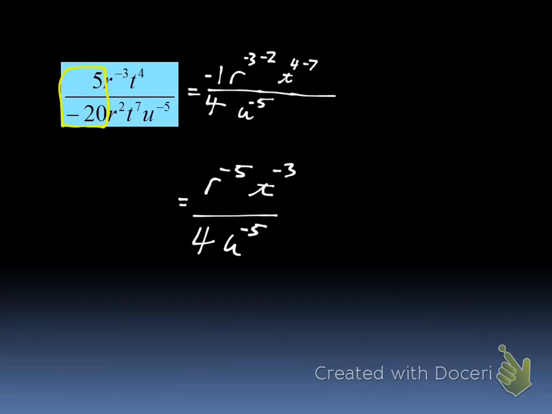The 4 stays. Because what's its exponent? What's 4's exponent right now? Positive 1. So it doesn't move. Alright? So you move only negative exponents. So on top you're going to have u to the 5th over 4 r to the 5th t to the 3rd.